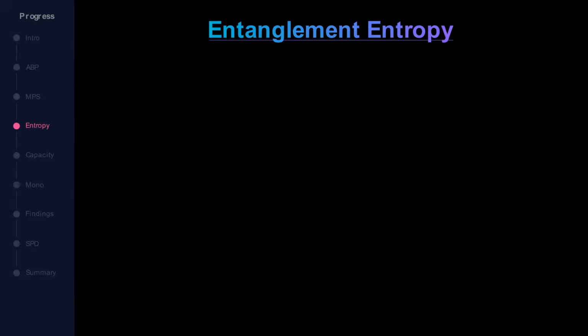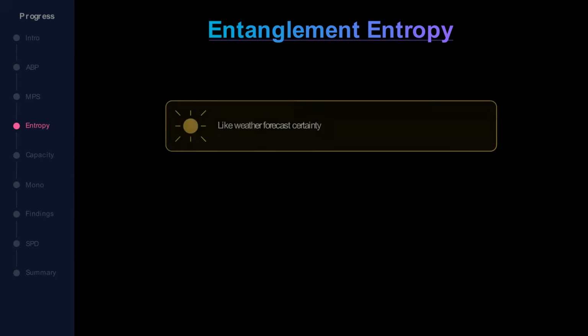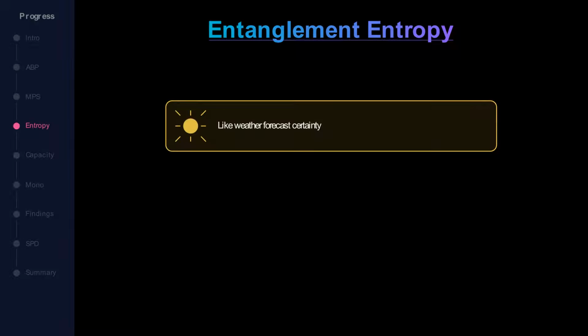We keep saying information flow and entanglement. Let's make this precise with entropy, the same concept that measures disorder in physics. Think of entropy like weather forecast certainty. When the forecast says 100% chance of rain, you're certain, that's low entropy. When it says 25% rain, 25% snow, 25% sun, 25% hail, you have no idea. That's high entropy, maximum uncertainty.